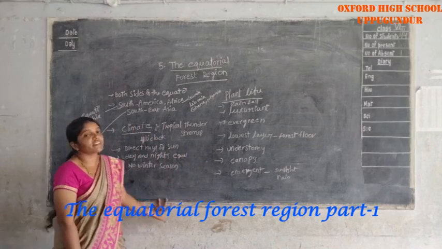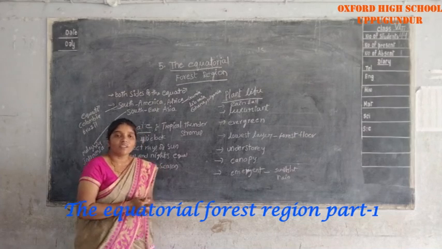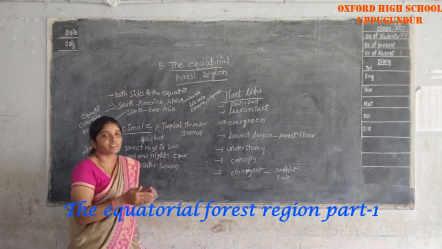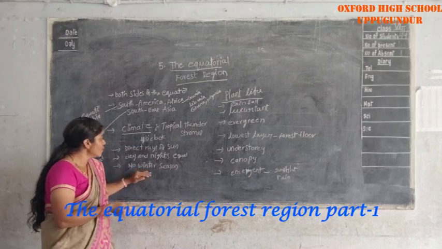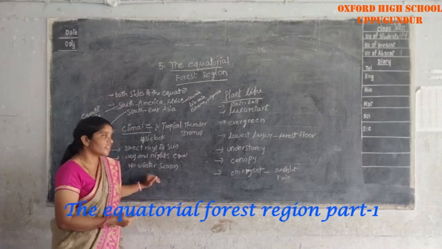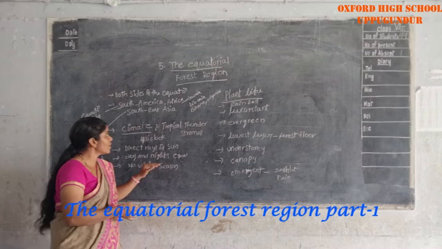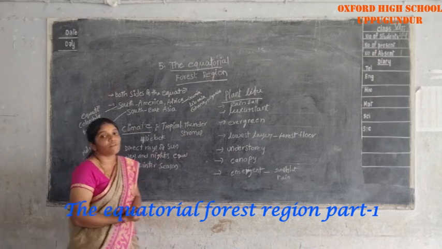There is no winter season here. They receive sunlight throughout the year. They are very hot places, with direct sun rays. So there is no winter season in the equatorial forest region, and there is no summer season either.